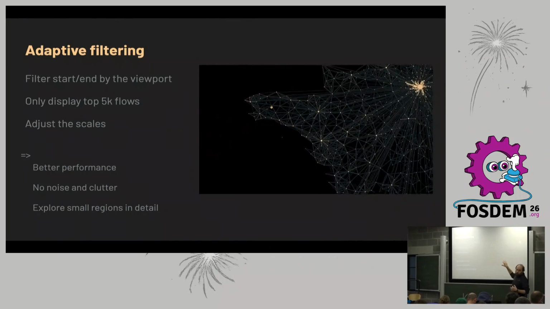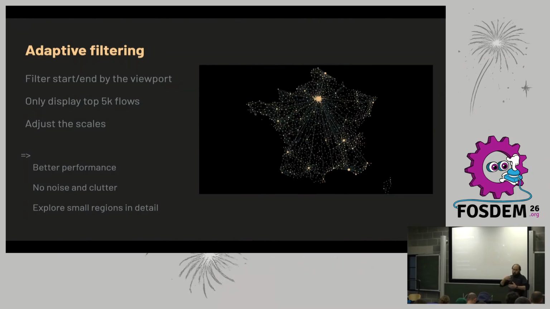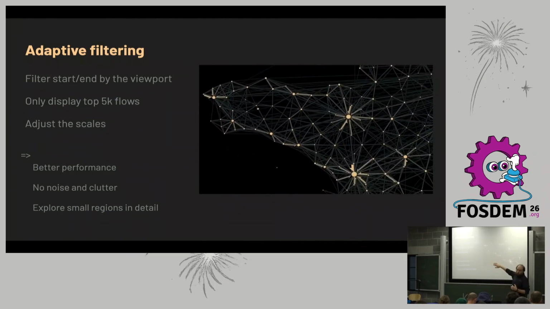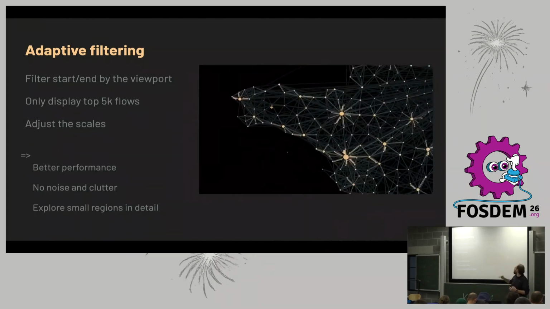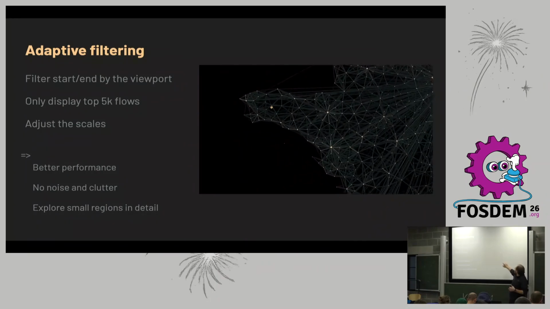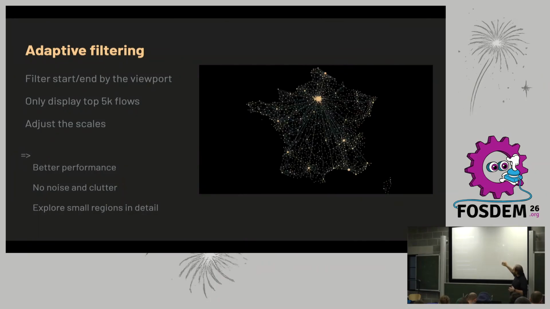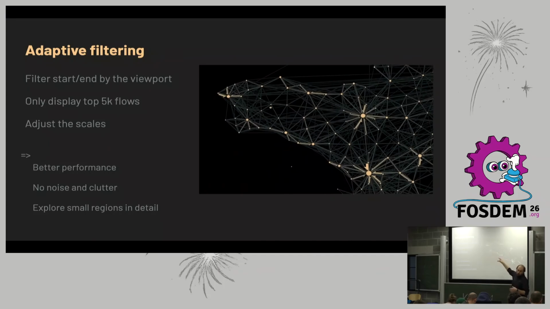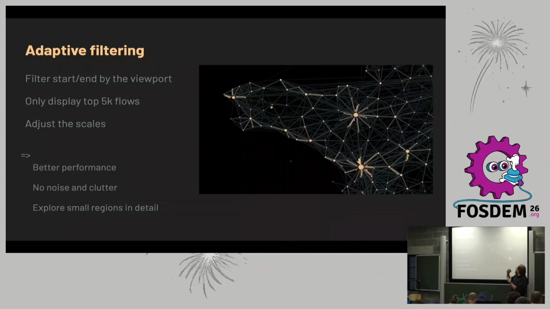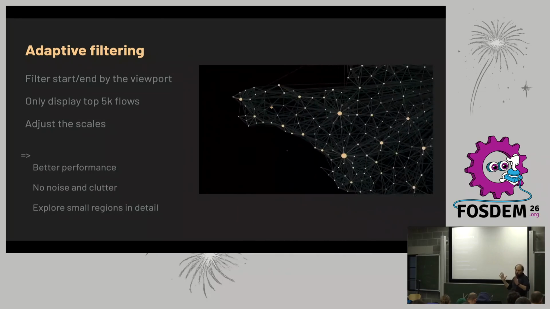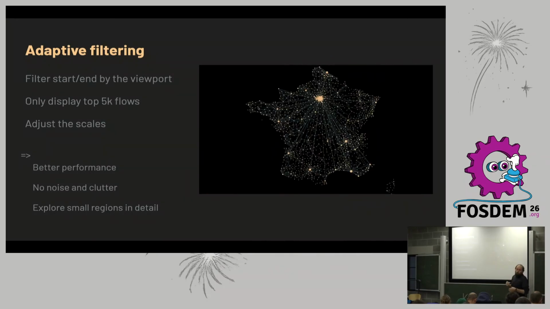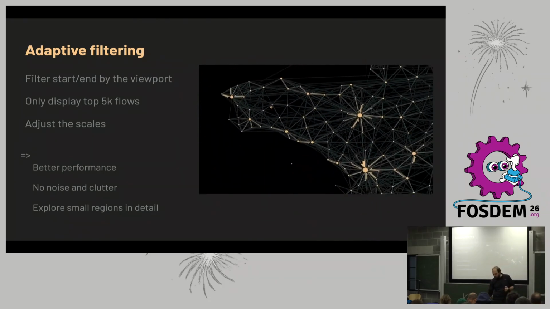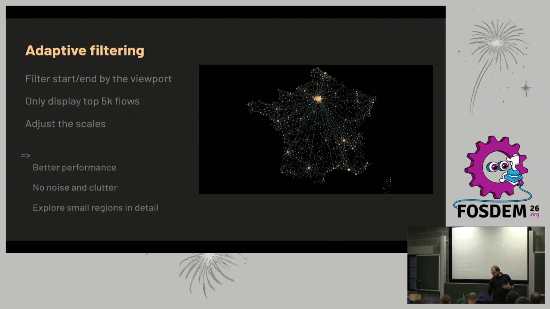We filter the flows so that only those which start or end within the viewport are rendered. Also, we don't show more than a certain number of flows. 5K is a good number, but you can adjust that. When you zoom in, you see the detail for this particular region. We also adjust the scales, right? So when you zoom in, the flows which are the largest for this particular viewport will pop up. This way you can explore the regions in more detail when you zoom in, and it improves performance.